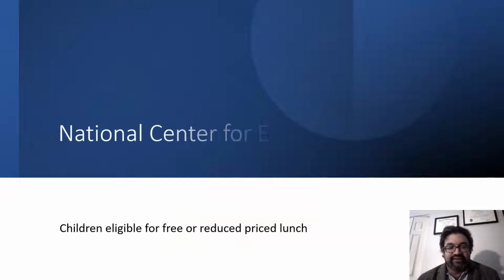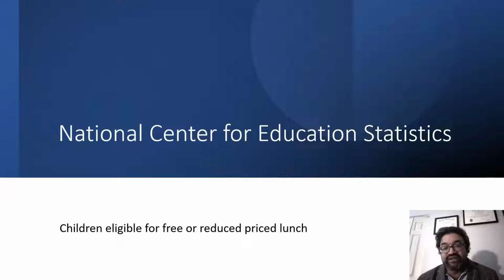Then the next one is the National Center for Education Statistics. The reason I put this right next to the National Center for Health Statistics is because of the similarity in the name. And there's one special measure that comes out of this, and that is children eligible for free or reduced priced lunch.